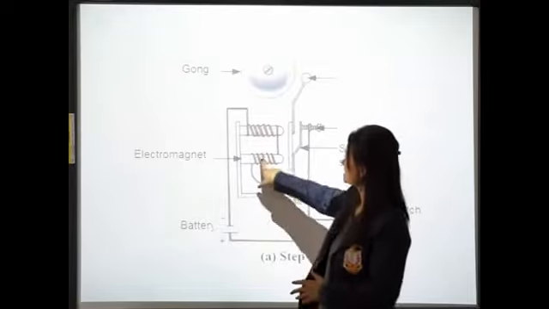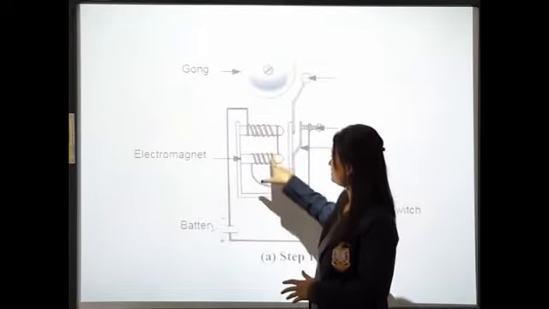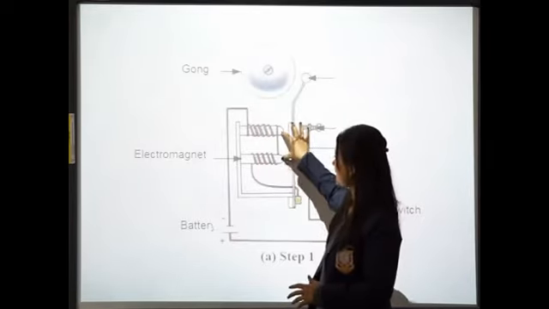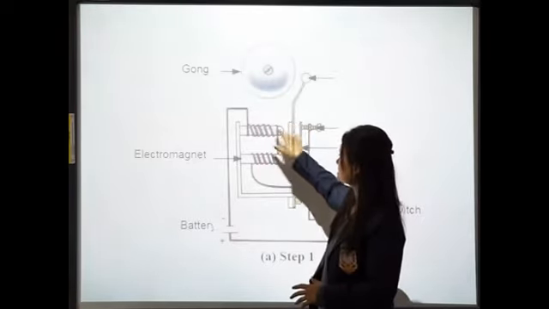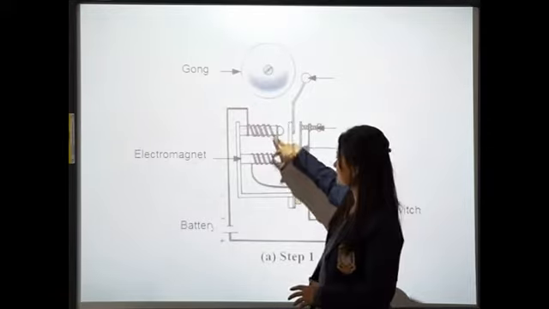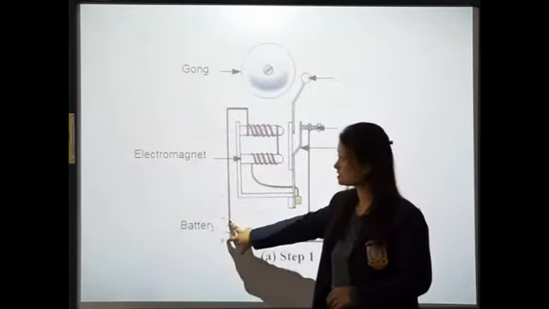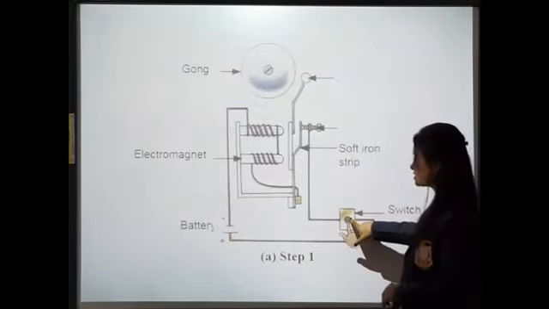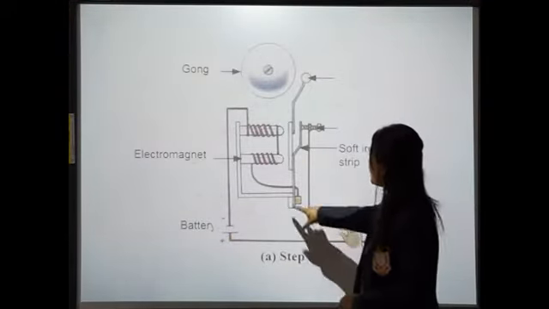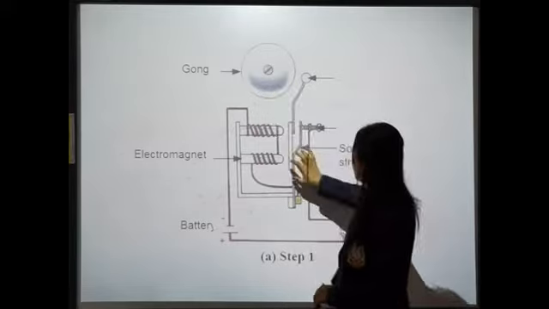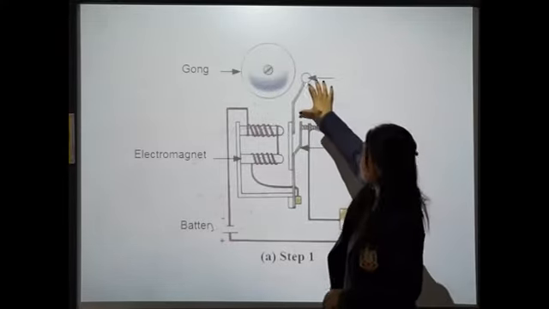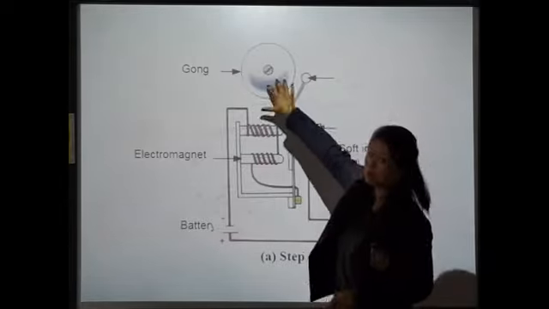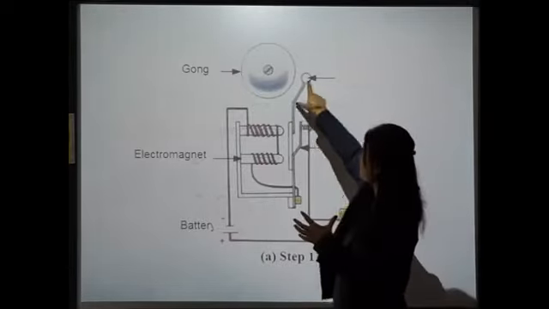So this is your iron and the wires are wound around it. So these are acting like magnets. These are electromagnets, or these are like electromagnets. The wires are connected to the battery. This is your switch, and there is a gong over here and a hammer. There is a hammer-like structure here. This is a gong, the big round gong, and this is your hammer.